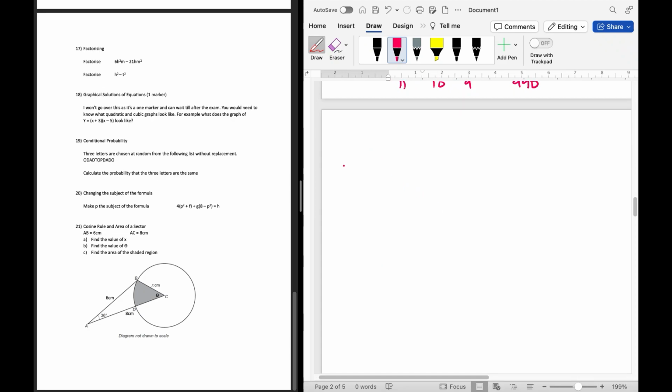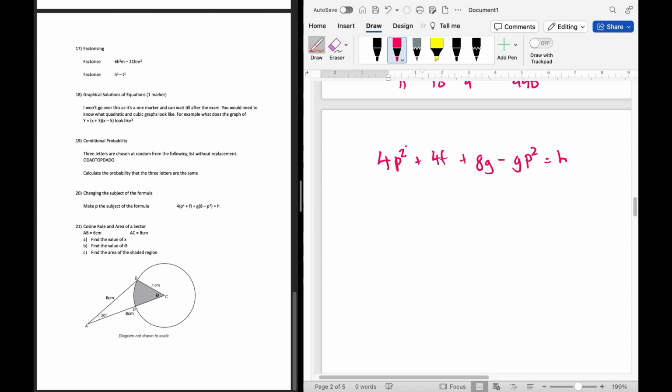Question 20. Make P the subject of the formula. Right, well, we said we've got to get rid of fractions, there aren't any. We've got to get rid of square roots, there aren't any. Then the next thing we said in class, we've got to get rid of brackets. So let's expand the brackets. 4p squared plus 4f plus 8g minus gp squared equals h.